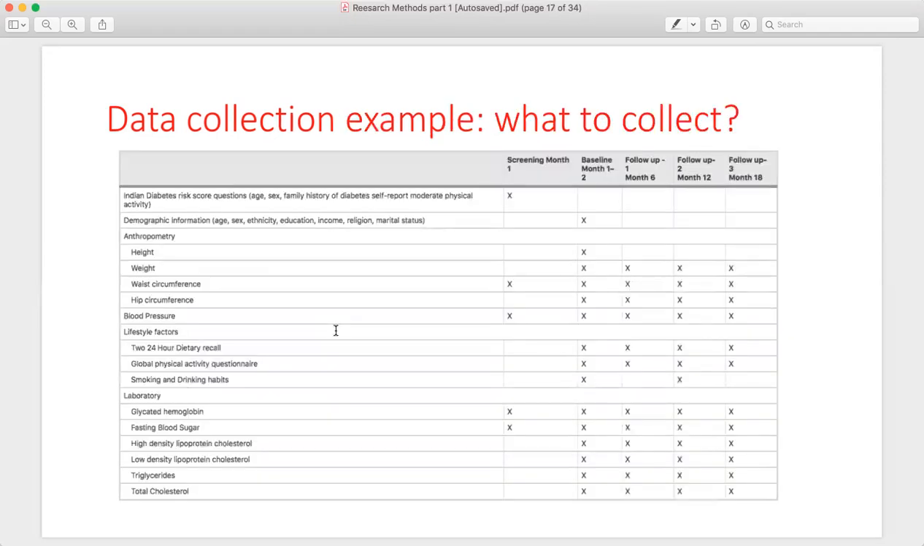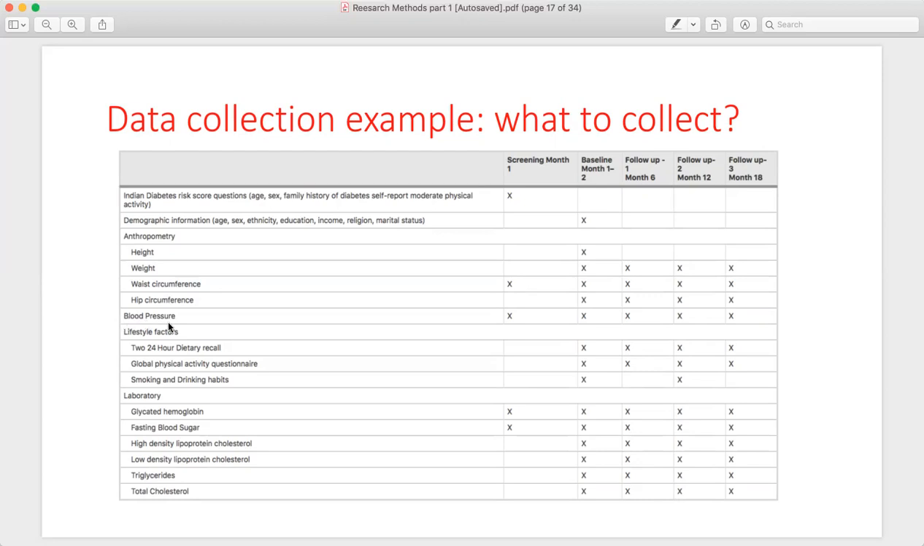So here is an example of what to collect. This is the list of the variables that were collected in our Nepal Pioneer Worksite Intervention Study. For demographic information, we collect age, sex, ethnicity, education, income, religion, and marital status. And don't write etc. in this list. We need to present the complete list and not miss any variables that we will be collecting during the data collection. In the anthropometry, we used height, weight, waist circumference, and hip circumference.